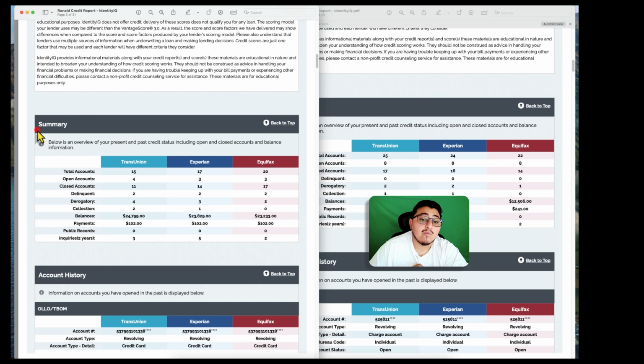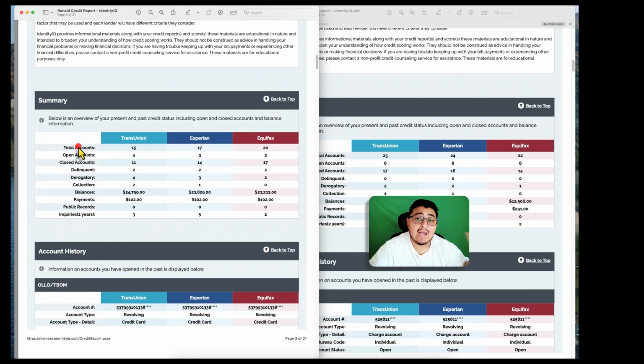It's going to give you a summary overall of your credit history. So right off the bat, it's going to tell you in your lifespan how many total accounts are on your credit report, how many of those are open, how many are closed, how many are delinquent, derogatory, collection, balances, payments, and if you have any bankruptcies, tax liens, child support, anything like that, public record, it'll be here.